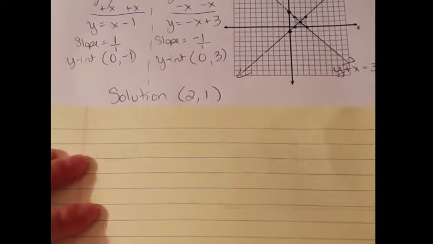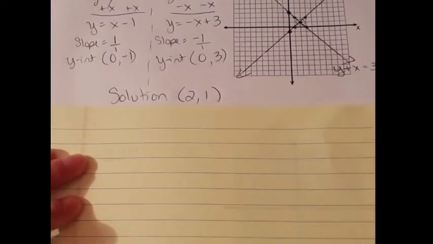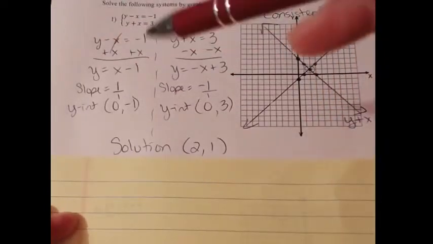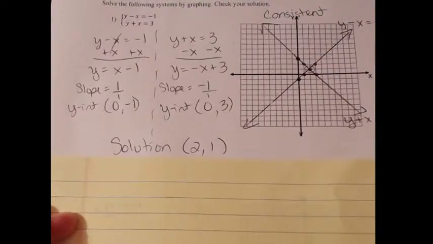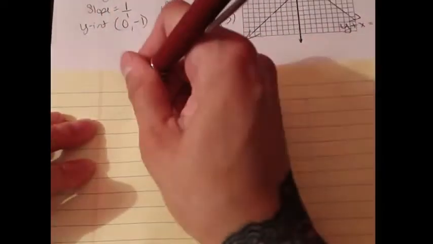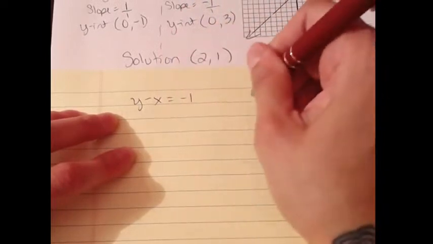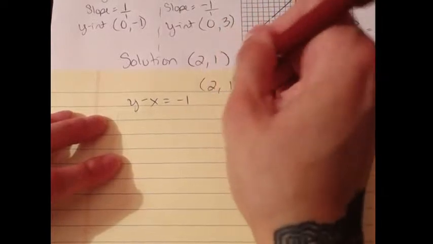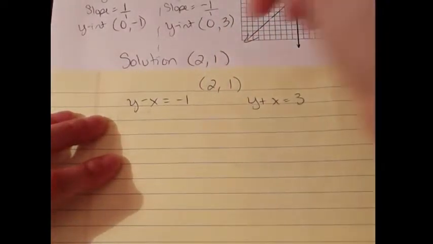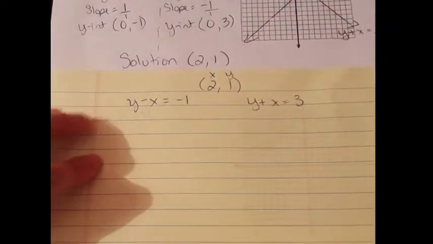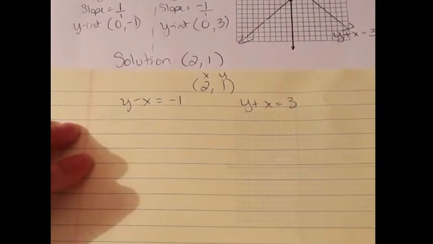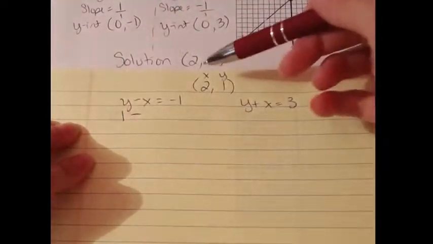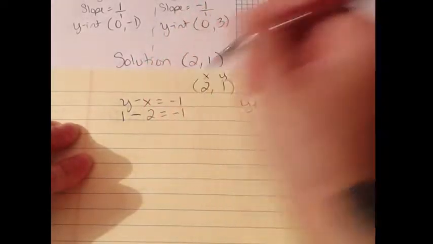If the solution is in fact (2, 1), x, y, I should be able to plug that into both of my equations in the system and it should check out. Let me show you what I mean by check out. So we have y minus x is equal to negative 1 and we have y plus x is equal to 3. Remember, we are testing the ordered pair (2, 1). Recall every ordered pair is of the form x, then y. So what we're going to do is substitute the values. Y is 1, so we have 1 minus, and then x is 2. And we're going to check it out.